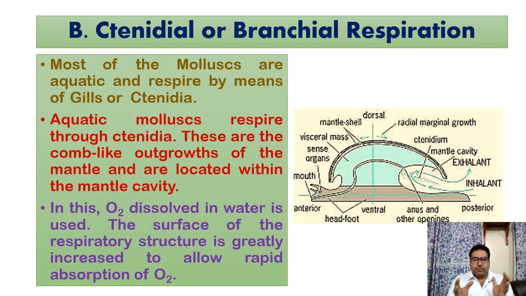Now, our main focus today is on the ctenidial or branchial respiration. This is the second mode of respiration in molluscans. We call it the ctenidial or branchial mode. Branchia refers to the gills, and here we use the term ctenidia for the comb gills. Most mollusks are aquatic and respire by means of the gills, or ctenidia. These are comb-like outgrowths of the mantle and are located within the mantle cavity.